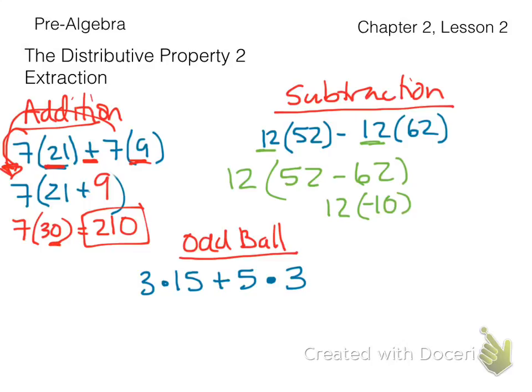Parentheses first, then we got to do multiplication. Well, 12 times 1 is 12. Add a 0, and since it's a positive times a negative, my answer is going to be negative. There we go. All right.